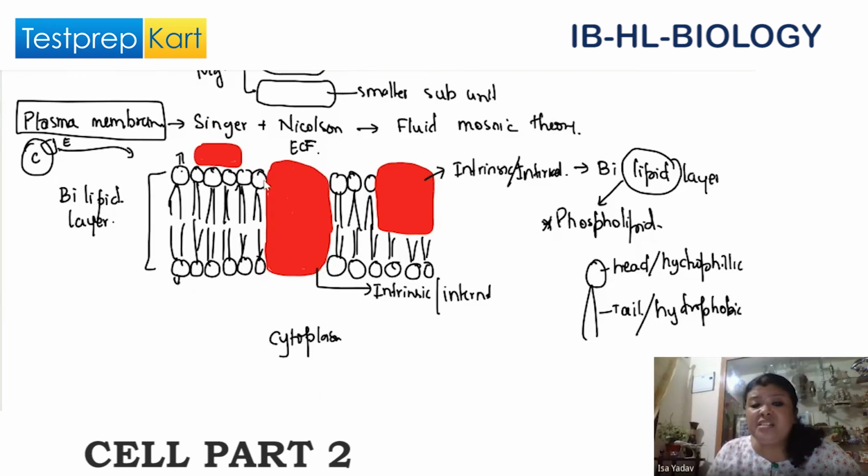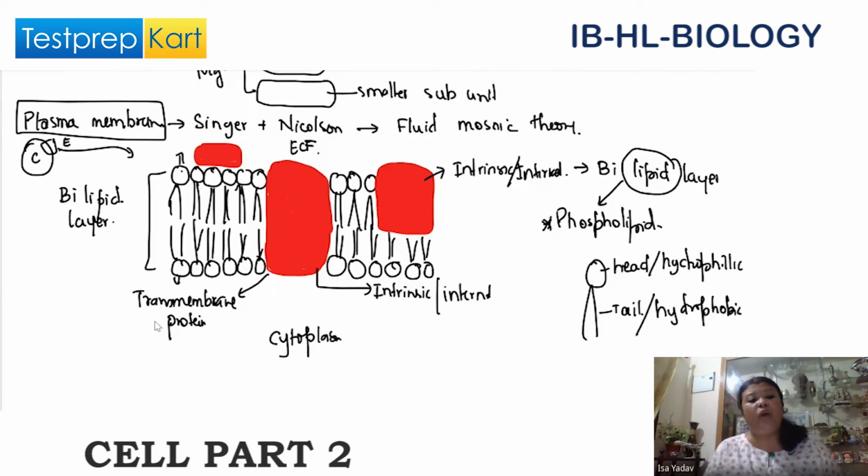But since this one is running all throughout the plasma membrane, it is called a transmembrane protein. Transmembrane protein. Which can also be what? They can also be carrier proteins. And this one standing here is an extrinsic, external protein present on the external surface.